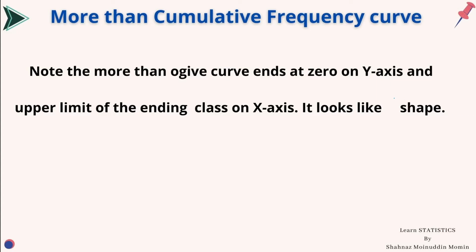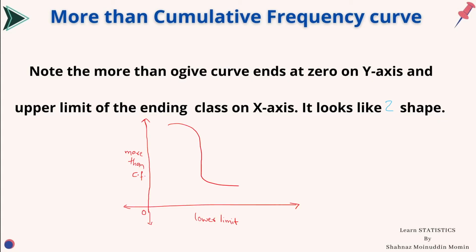It looks like an inverted S. So let us see how it looks. If we plot the lower limit of a class against more than cumulative frequency, then the more than ogive curve looks like an inverted S shape.